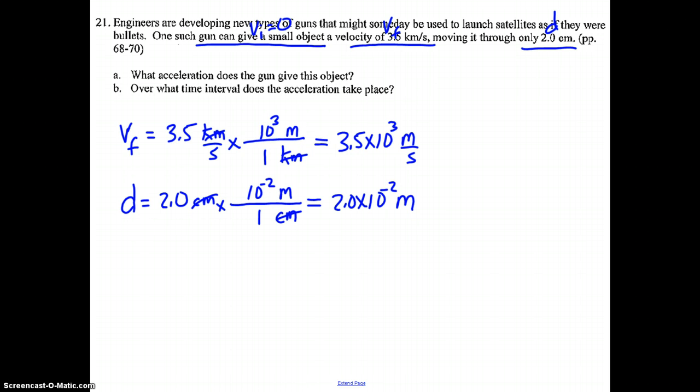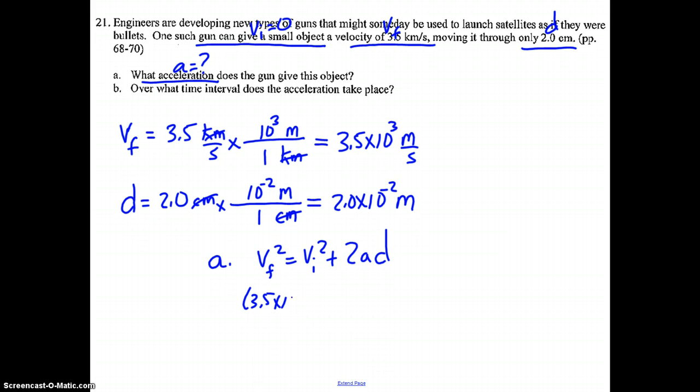And A says, what acceleration does the gun give this object? So we know the initial velocity is 0, the final velocity we now have, the D value we have, and we're looking for A. So for part A, if we go to the reference table and select the equation that matches up to the given information, looking for A here, looks like we would choose VF squared equals VI squared plus 2AD.